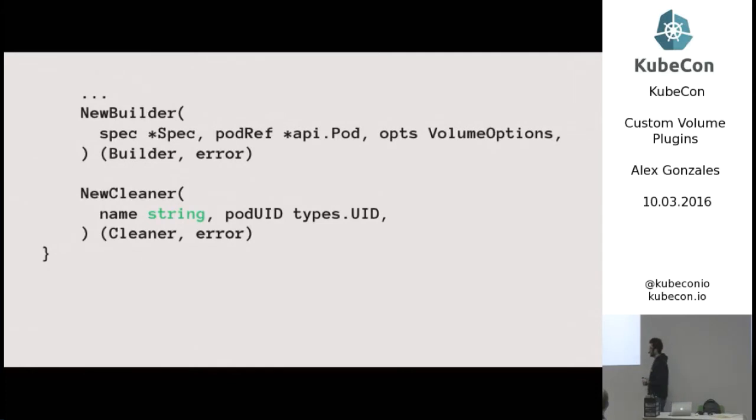NewBuilder and NewCleaner are, let's call them, factories in Java. They are a wrapping of telling Kubernetes how it is going to create this volume and how it is going to clean the volume. What you are going to return is a struct that is able to create plugins and to clean the plugins. You are returning a builder and a cleaner, and of course, like in Go always, you return the error.